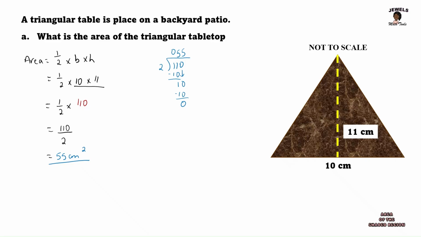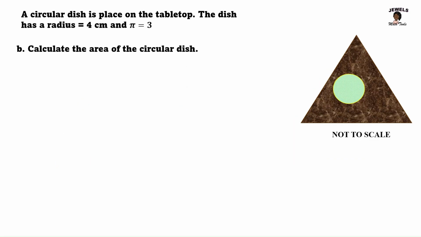So now that we've calculated the area of our triangle tabletop, let's move on to part B of our question. It tells us that a circular dish is placed on the tabletop. The dish has a radius of 4 centimeters and pi is equal to 3. So for this part of our question, we're told that pi is equal to 3. So now we are going to calculate the area of our circular dish.